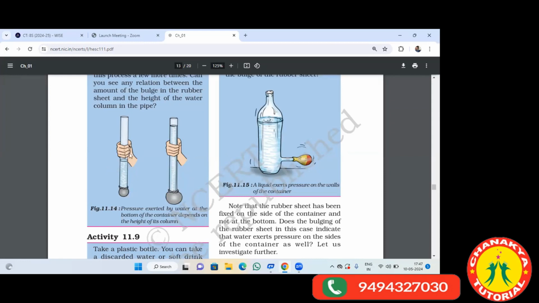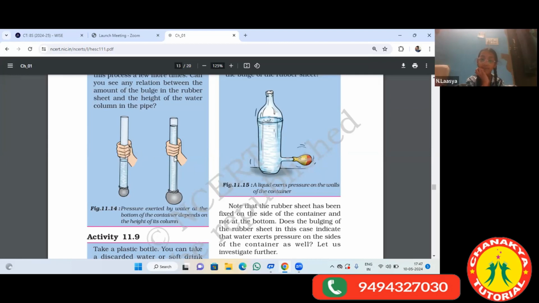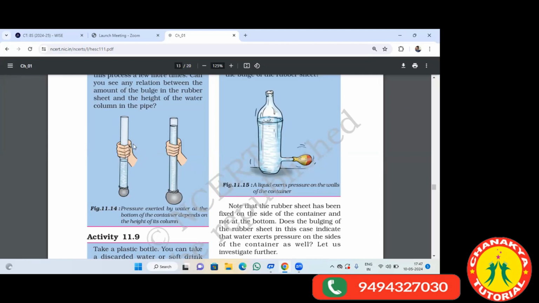Why is the pressure on the second one greater and on the first one less? It is because of the height of the water. The height of the water on the first one is less, and the height of water on the second one is more. So that is why the pressure exerted by the liquid is more on the second and less on the first. We had seen this in the last class, that pressure exerted by fluids is directly proportional to the height of the fluid.